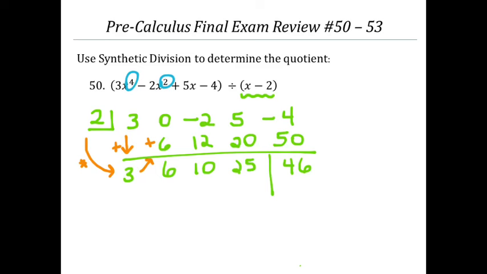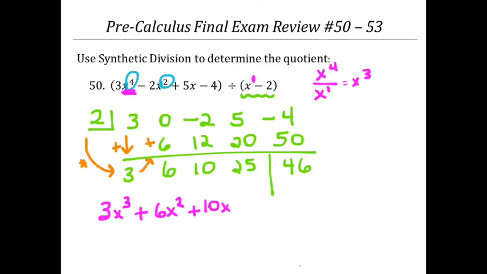The other numbers, the 3, 6, 10, and 25, those are going to be coefficients on the terms of our answer. Now since I started with a power of 4, once I divide by x to the 1, x to the 4th divided by x to the 1 would be x cubed. And so my answer needs to be a cubic polynomial. So I'm going to have 3x cubed plus 6x squared plus 10x plus 25 plus the remainder, which is 46, over x minus 2, since that's what we were dividing by.